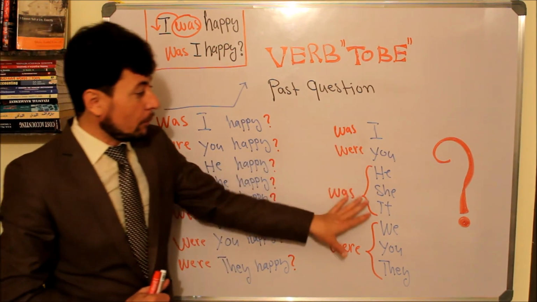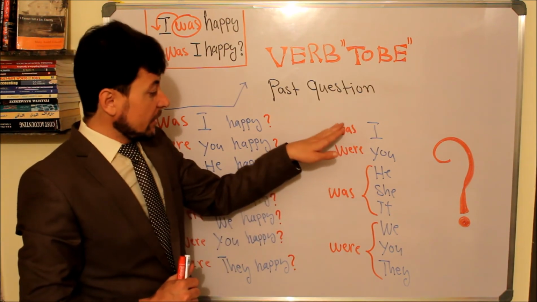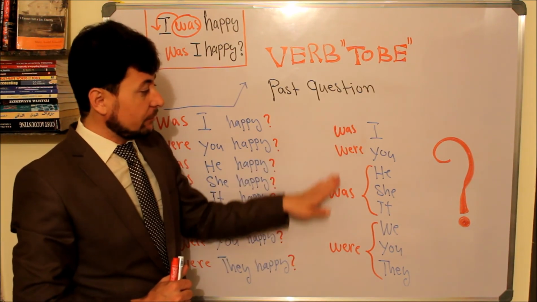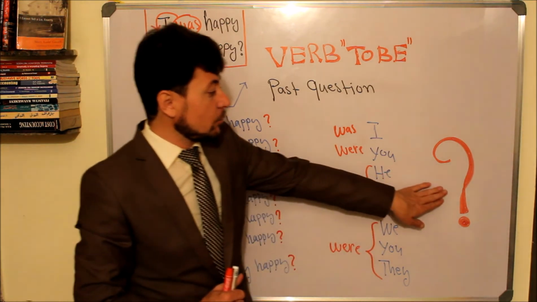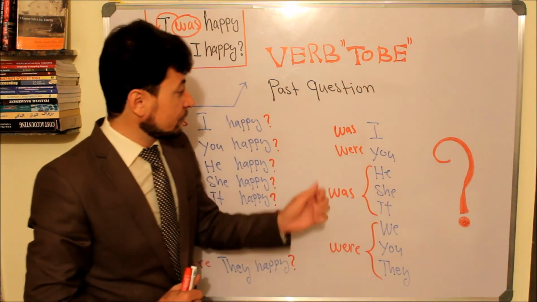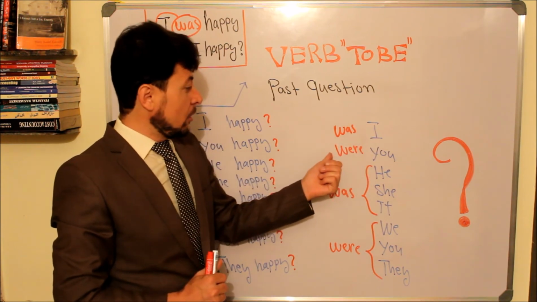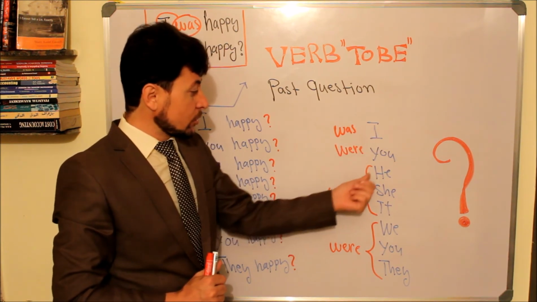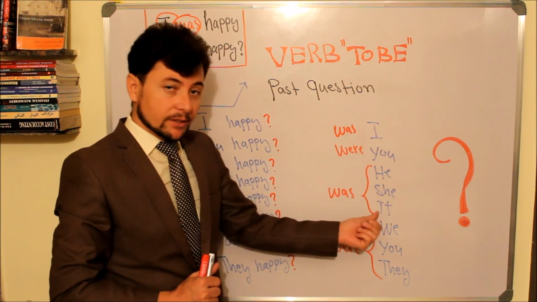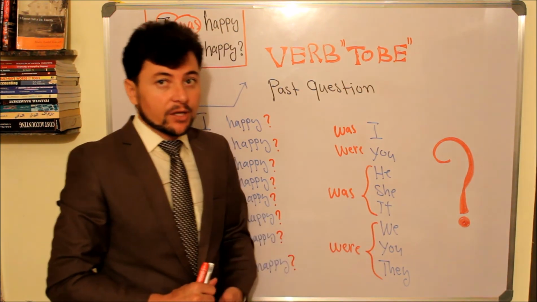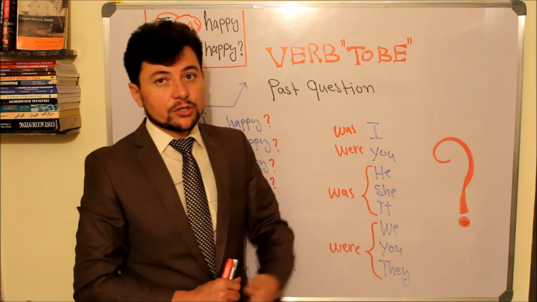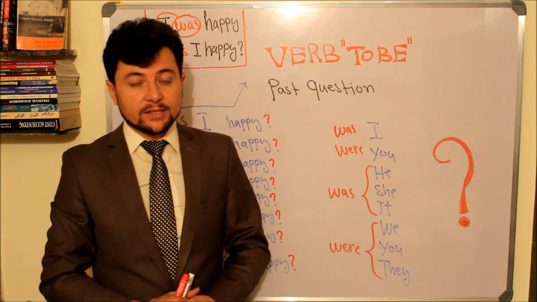And this is the form. Look, here first we have a verb to be, then we have subjects, and then we have a question mark. Was I? Were you? Was he? Was she? Was it? Were we? Were you? And were they? So do not forget the question mark at the end of the sentence.